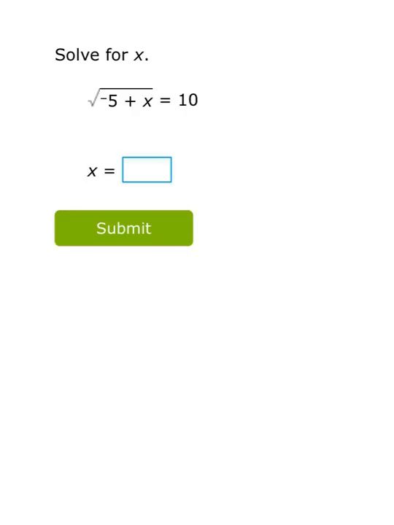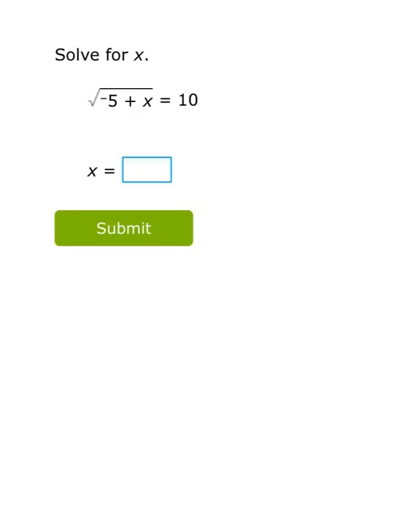Instead of doing normal notes, I'm just going to do a few IXL examples with you. That way, if you have any questions over the assignments, hopefully this will help you. Alright, the first problem is we're wanting to solve for x. We've been working with square root functions in class, so now we're going to learn how to solve equations with square roots in them. So the first one is the square root of negative 5 plus x equals 10.